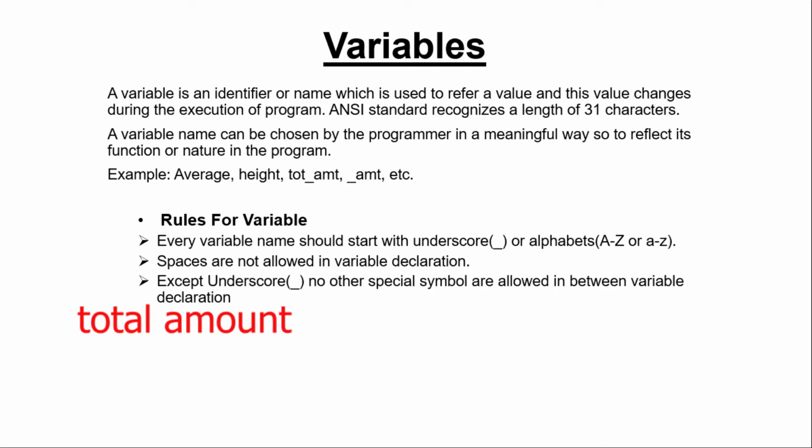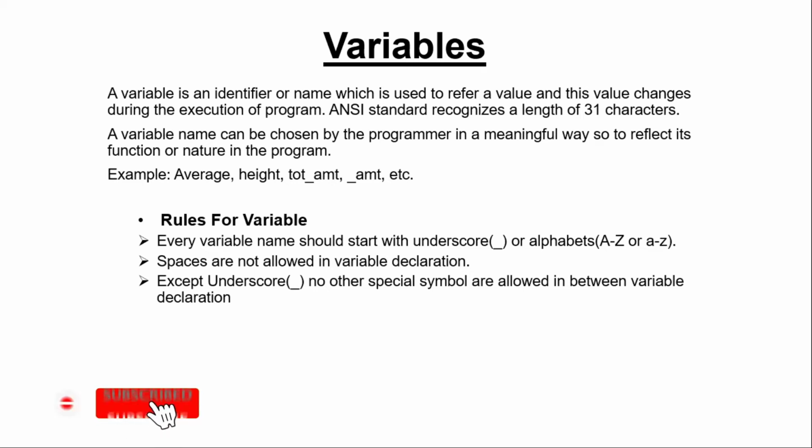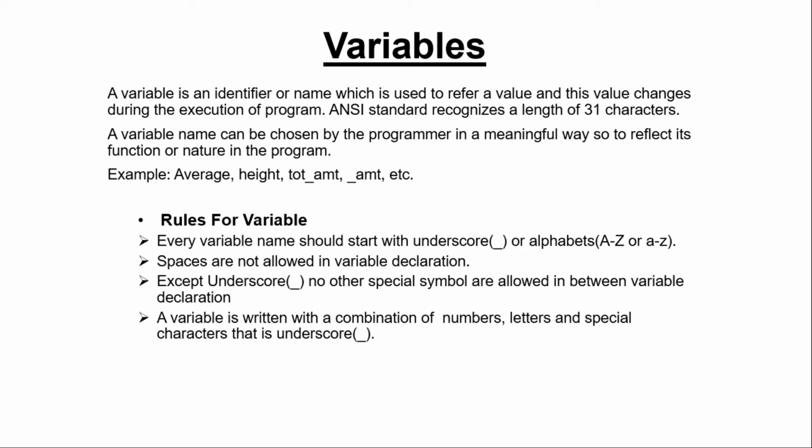Except underscore, no other special symbols are allowed in a variable name. As I said, tot_amount is valid for variable declaration, but you are not allowed to use any other special symbol in the variable name. For example, if I write tot$amt, it is not a valid variable declaration and it will give you a compiler error. A variable is written with a combination of numbers, letters and the special character underscore. So you can declare a variable with these.